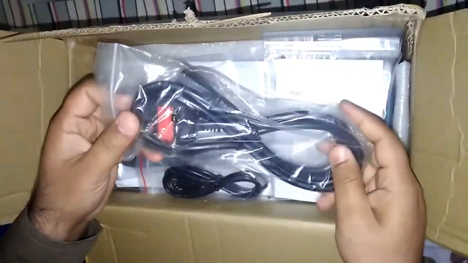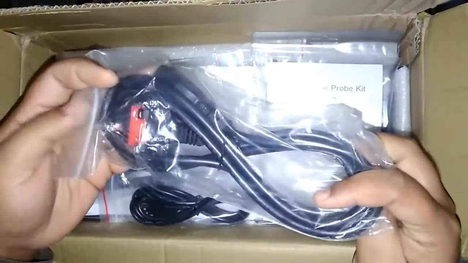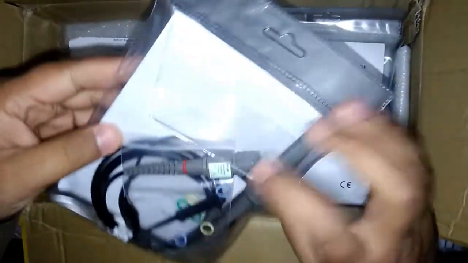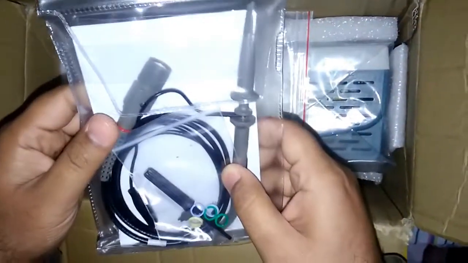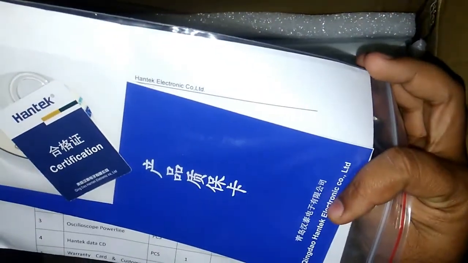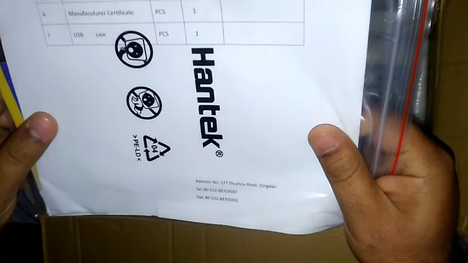So here I have the power cable, the USB cable, and the oscilloscope probe, another one. This is the manual, which is in Chinese, and also some configurations. Okay, and here is the oscilloscope.